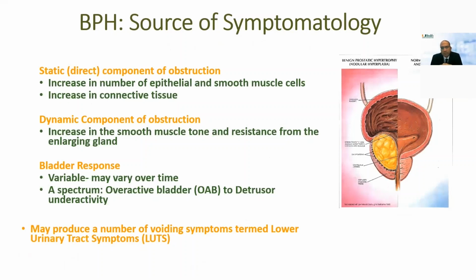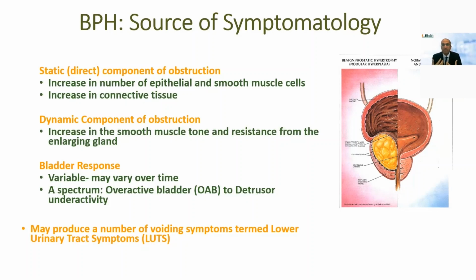But how do these people present? Everyone who has histologic presence of BPH does not mean that they're going to have lower urinary tract symptoms. So essentially, a couple of sources of symptoms: static component, dynamic component, and then the bladder response. The static component is an increase in the number of epithelial and smooth muscle cells and an increase in the connective tissue. The dynamic component of obstruction is an increase in smooth muscle tone and resistance from the enlarging gland. And then the bladder response, which is variable, may vary over a period of time. The spectrum goes from an overactive bladder to detrusor underactivity.